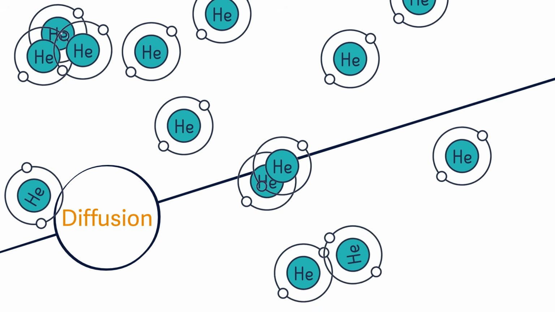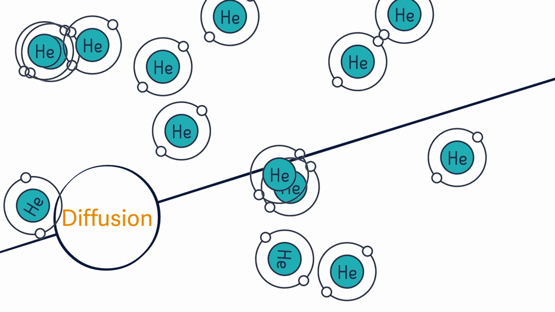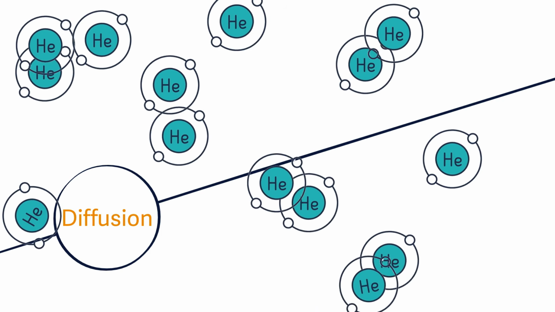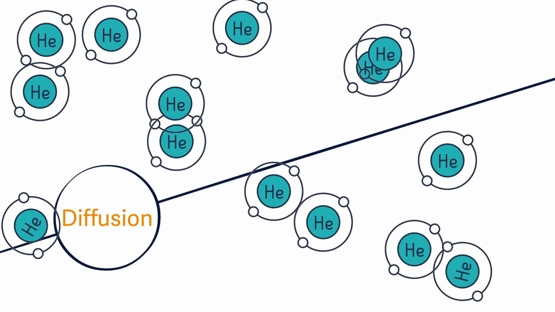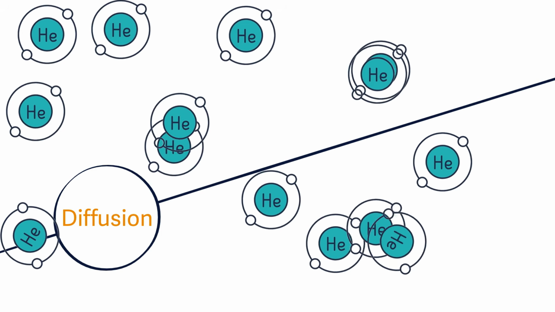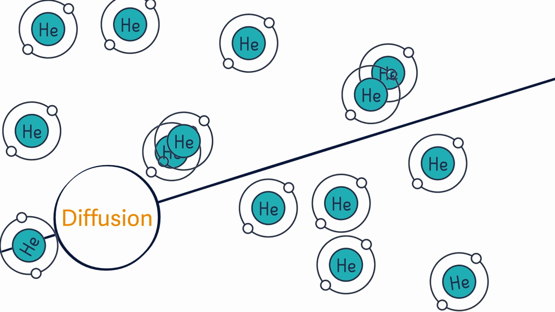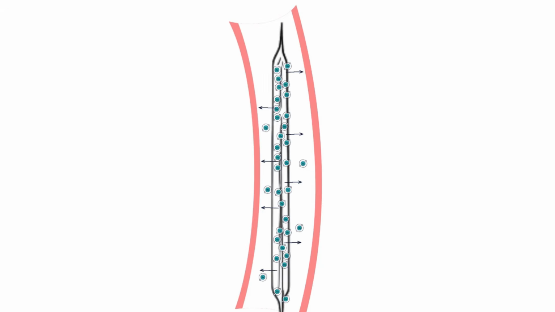You can think of this like people moving between two connected rooms. When one room is crowded and the other has more space, people naturally move from the crowded area into the open one. So let's apply diffusion to our IAB catheter. Diffusion is taking place here. The helium molecules are moving from an area of high concentration inside the balloon to an area of low concentration outside the balloon membrane. Even with an intact balloon membrane, helium is continuously diffusing out of the IAB catheter.